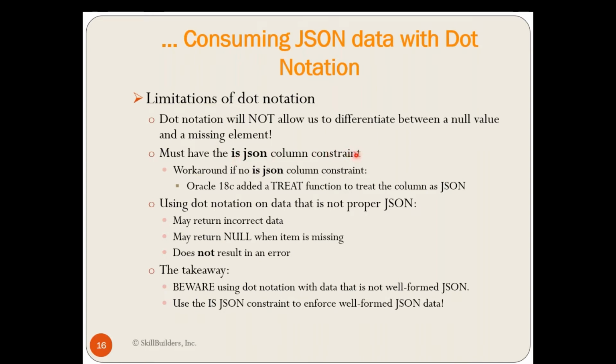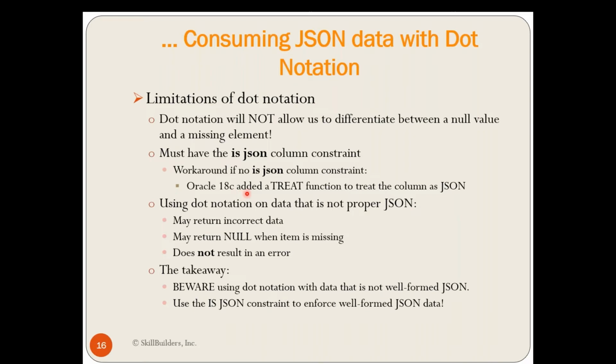But another way to do it, if you're just getting the data and it's not in the database, you're getting it from somewhere else, you have a special function that was introduced in Oracle 18c, the treat function. You can take your JSON character string that you got from anywhere else. It wasn't from the database, doesn't have the is JSON column constraint, and therefore Oracle, to use dot notation, must know it's JSON. So use the treat function, and you can treat it as JSON. In 18c or later, you can use that function, and now you can use dot notation.